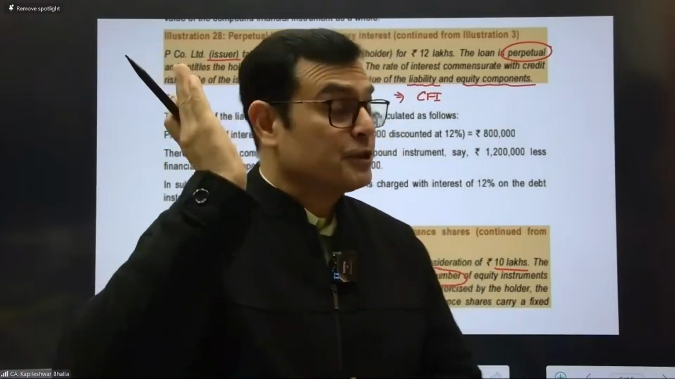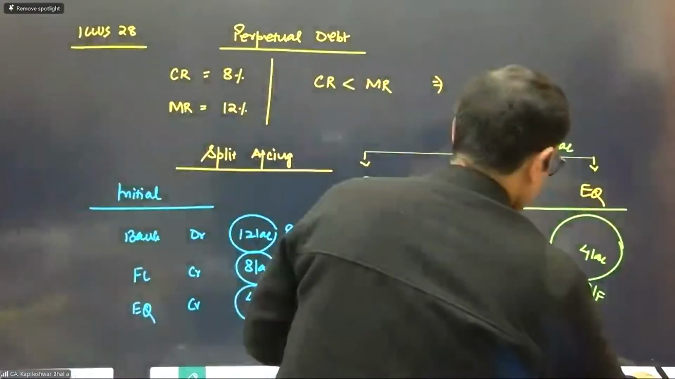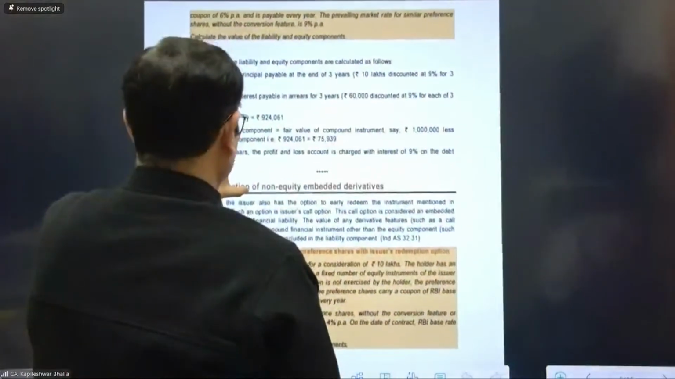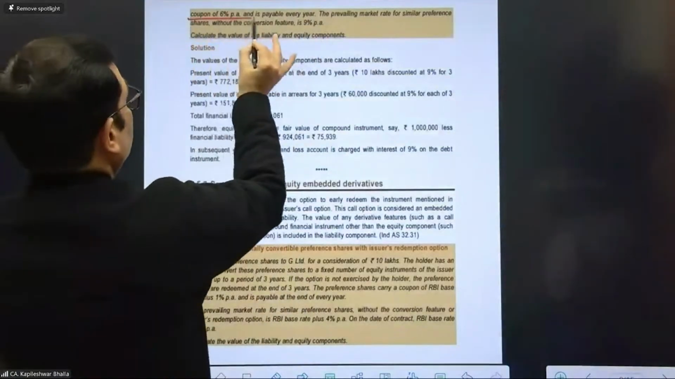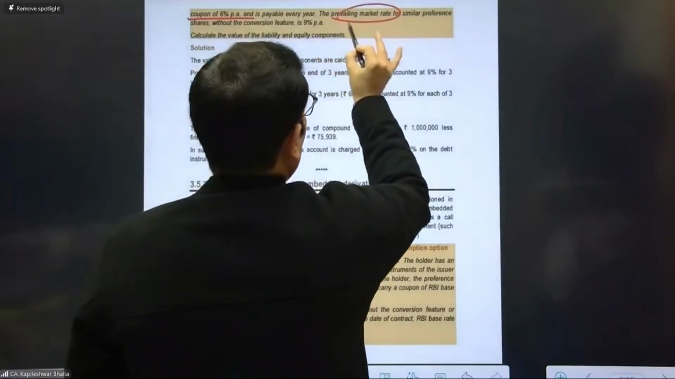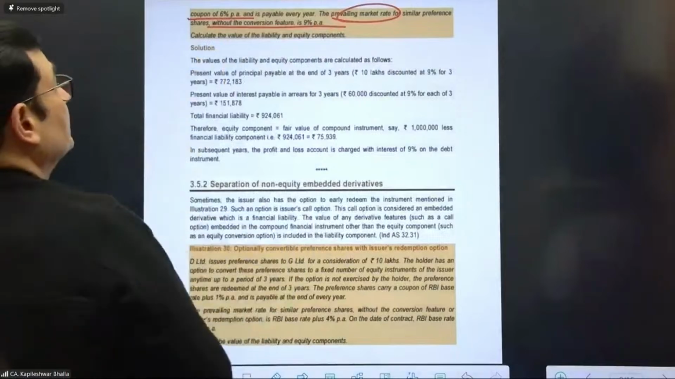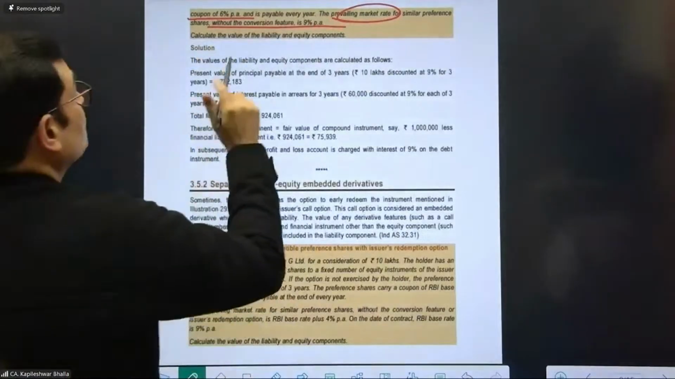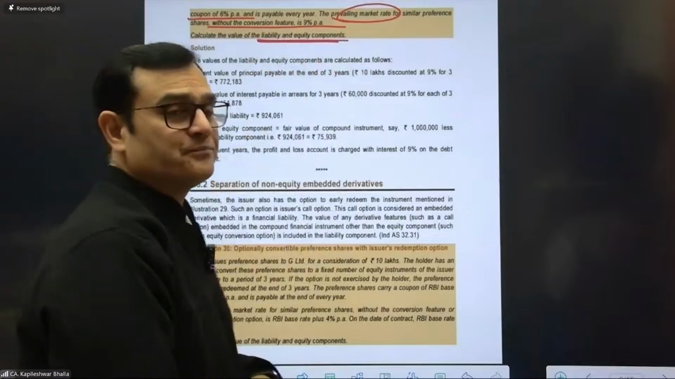He says, give me cash, I need to pay him cash at the end of 3 years. The preference shares carry a fixed dividend. So they carry a fixed coupon of 6% every year, payable every year. The prevailing market rate for preference shares without the conversion feature is 9%. We need to calculate the liability and the equity components again.